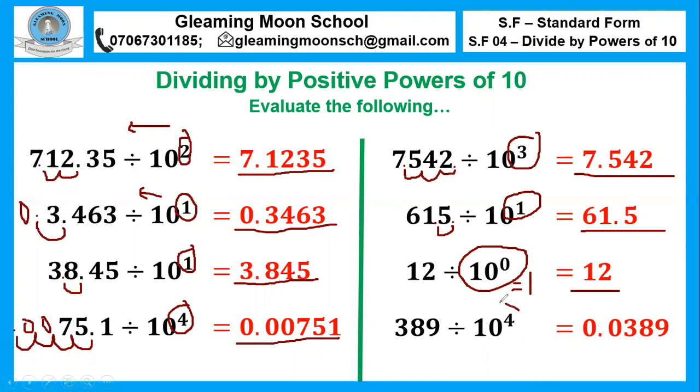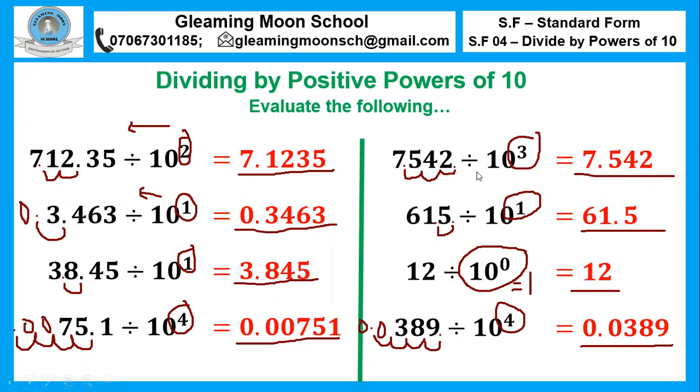Okay, so here the power says 4, the decimal point is there. You move it 4 times, 1, 2, 3, and 4. Put your new decimal place there and use 0 placeholders. And that gives you the answer, 0.0389. Beautiful.